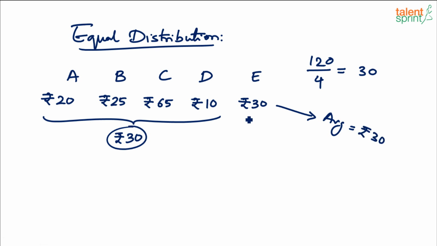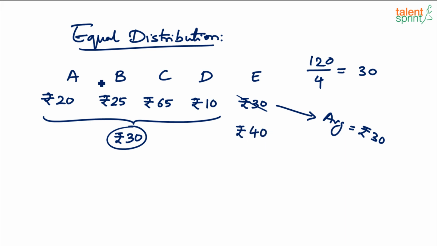But let's say E comes with, instead of 30 rupees, 40 rupees. Now what happens? Find out the average. How do you find out the average of 5 persons? Usually we say that it is the sum of all the values by the number of values. We already know that the sum of the first 4 values is 120. 120 plus 40 is 160. Or if you add it once again, 20 plus 25 is 45, 45 plus 65 is 110, 110 plus 10 is 120, 120 plus 40 is 160.